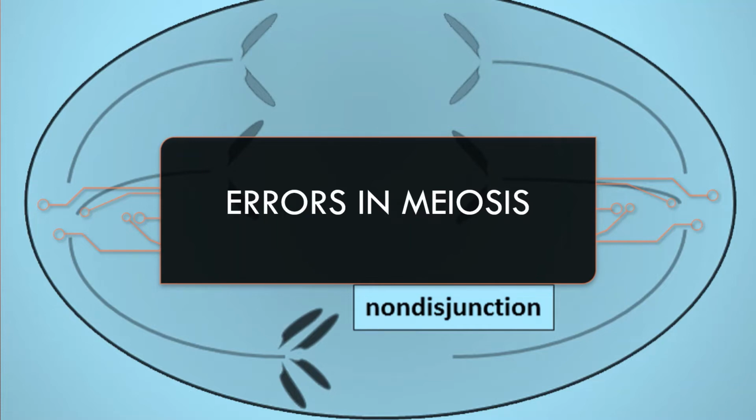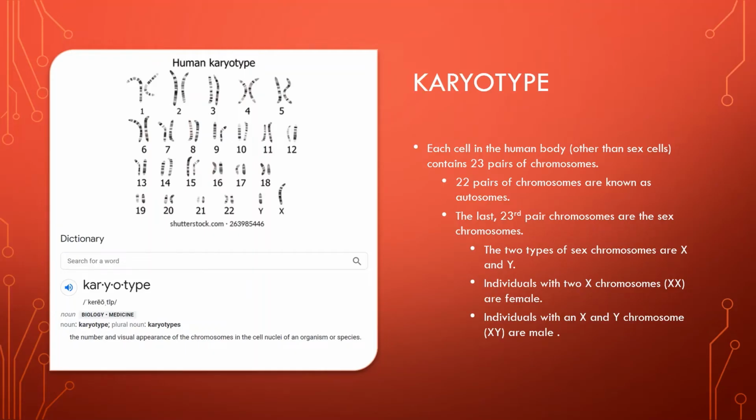Hello, today we're going to discuss some errors in meiosis. So, before we get into those errors, we first need to know what a karyotype is. A karyotype is the number and visual appearance of chromosomes in the cell nuclei of an organism or species. Essentially, a karyotype is just laying out all the chromosomes of the species just to be observed.